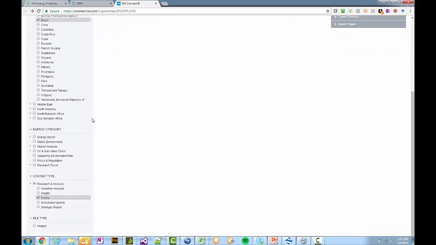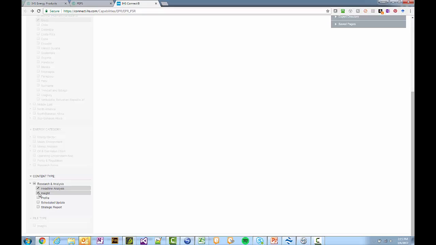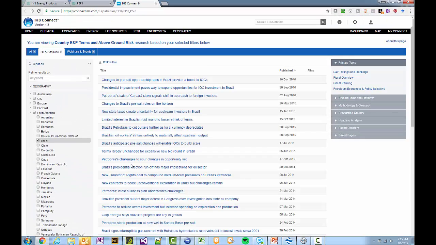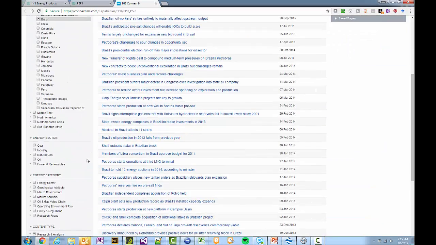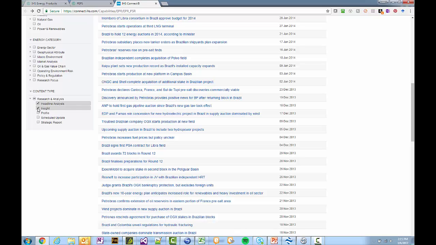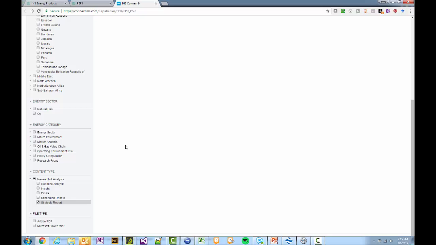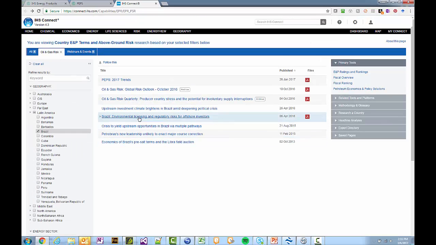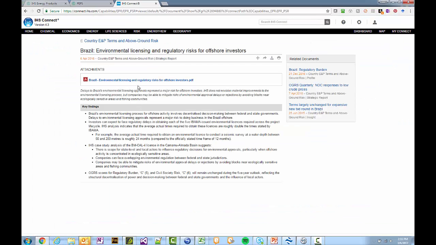Filtering to headline analysis and insight publications, the team sees analysis of several key recent upstream developments. Filtering to special reports, the team sees a recent publication of interest, a special report providing a case study of a recent investor experience that illustrates the potential obstacles that environmental licensing can pose.